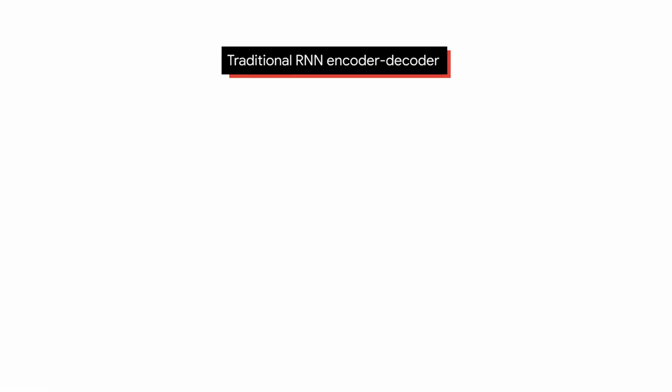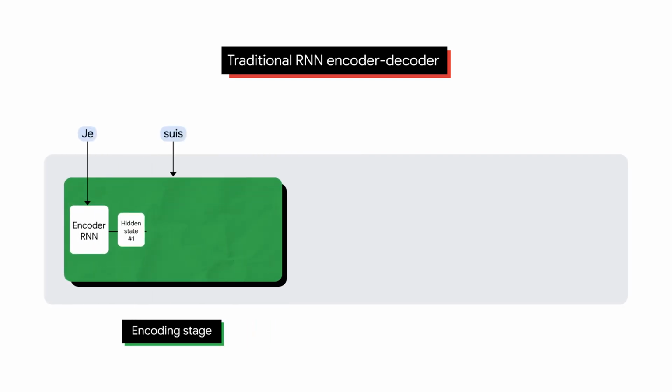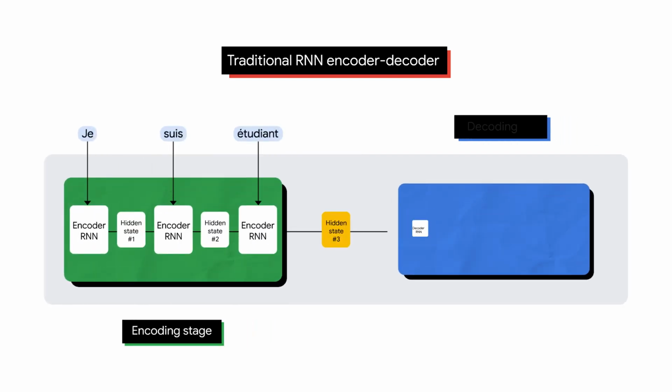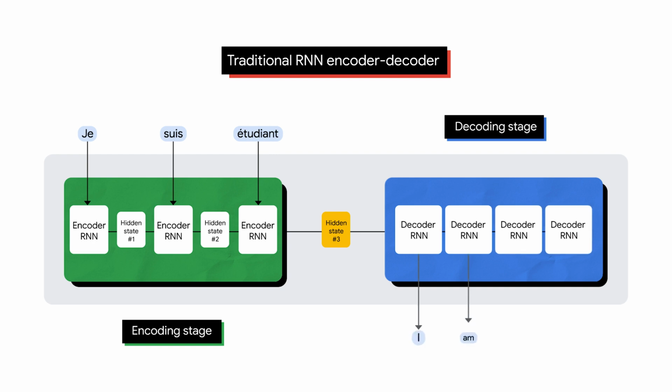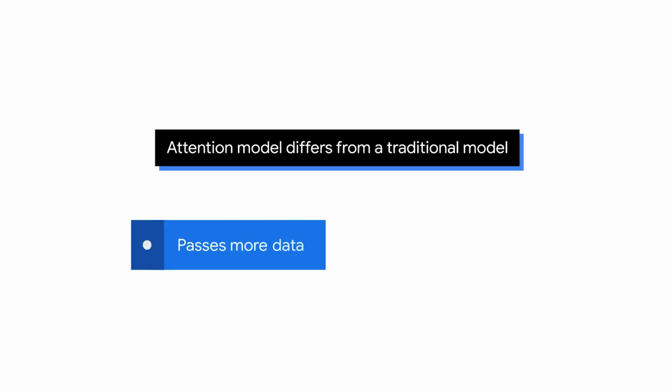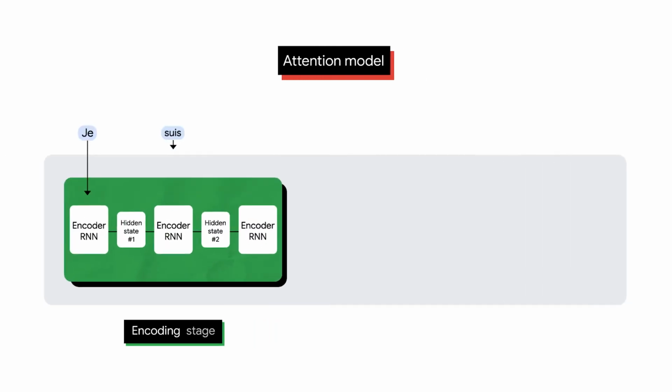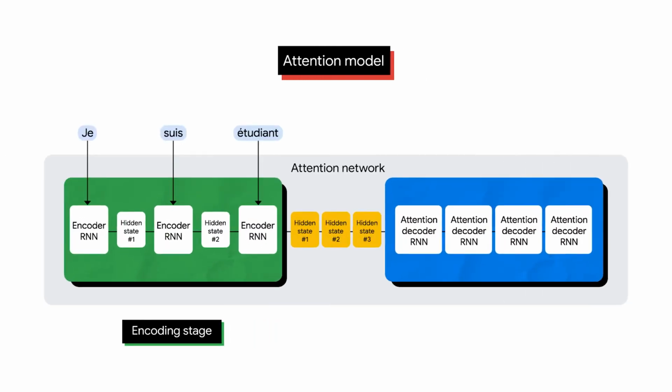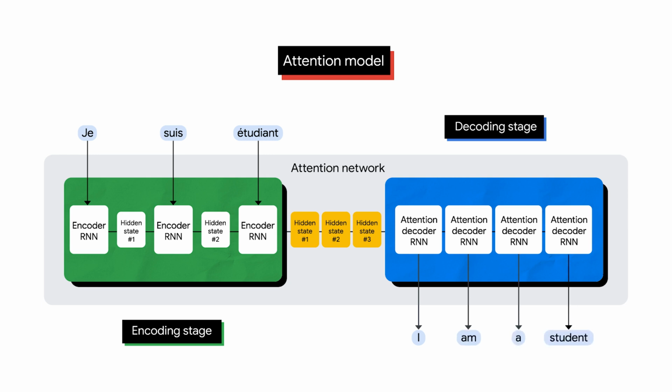In a traditional RNN encoder-decoder, the model takes one word at a time as input and updates the hidden state and passes it on to the next time step. Only the final hidden state is passed on to the decoder for processing. An attention model differs from a traditional sequence-to-sequence model in two main ways. First, the encoder passes a lot more data to the decoder. Instead of just passing the final hidden state number 3 to the decoder, the encoder passes all the hidden states from each time step. This gives the decoder more context beyond the final hidden state. The decoder uses all the hidden state information to translate the sentence.